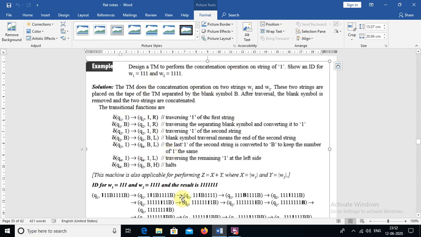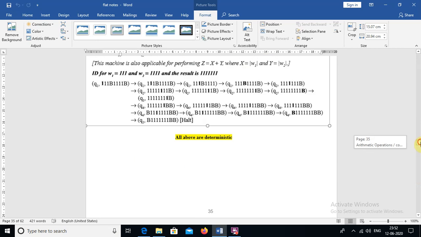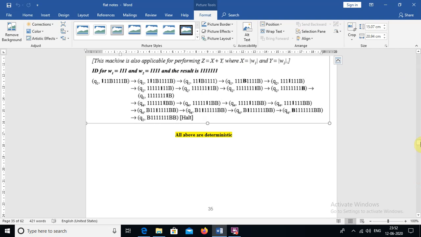Here the ID, the instantaneous description for the Turing machine of this concatenation operation, is defined like this. We are in the q1 state, and this is the given string. This is w1 and this is w2. Those are separated with a blank, and obviously we have a blank at the end.